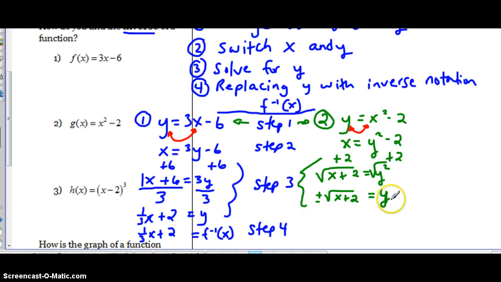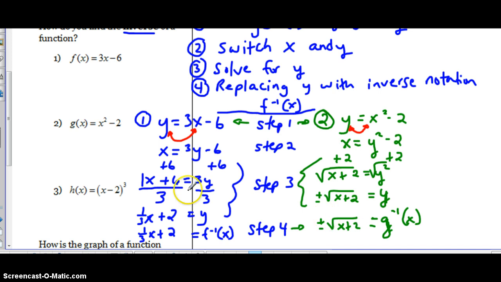We got y by itself. Now we're going to do step 4, and that's going to be our inverse notation. In this case, we have g of x, so it would be g of -1 of x, is equal to the positive and negative square root of x plus 2.